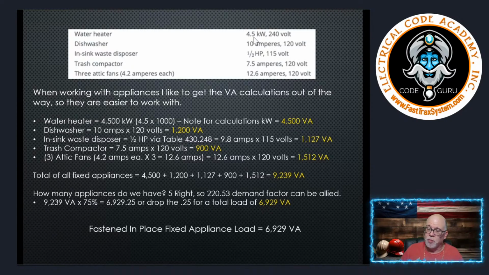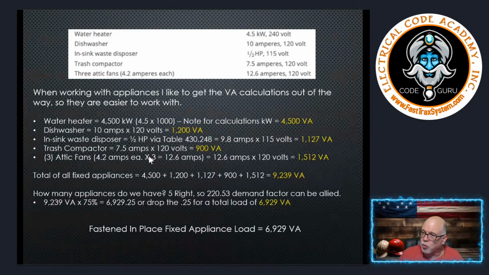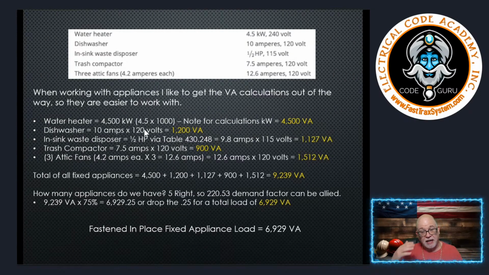But we're concerned more about the fact that that water heater is 240 volt, and we're doing a neutral calc while we're doing this. So I'm going to say, do I still have 4 or more appliances that are neutral loads, even if I take out that water heater? Absolutely, I do. I've got this dishwasher, that's a neutral load. I've got this in-sink waste disposer, that's a neutral load. The trash compactor is going to have a neutral load because it's 120. And then we have all of those attic fans. They also are 120. So what have I got? I've got 3, 4, 5, 6, so I've got 4 or more.